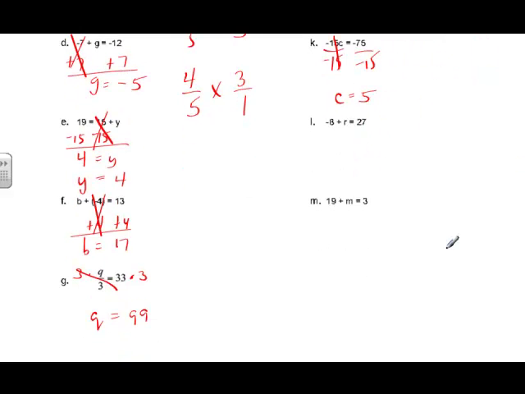Okie dokie. All right, this problem. What do I have to get rid of, Amanda? Negative 8. What's the opposite? Plus 8. There we go. Cancel away. R equals 35. And I can do the last one. I got to get rid of the 19. Positive 19, so the opposite is negative 19.